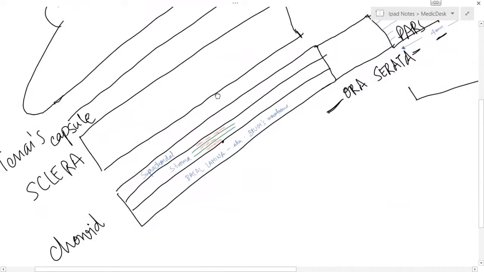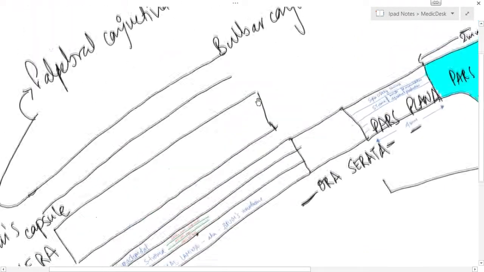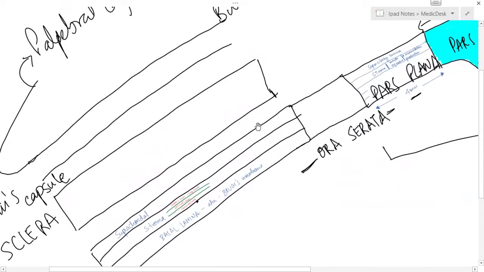Now if we look at this sclera and the choroid, this space, we will annotate it and give it a name. This particular space is known as suprachoroidal space. This space has an importance of outflow of the aqueous humor.